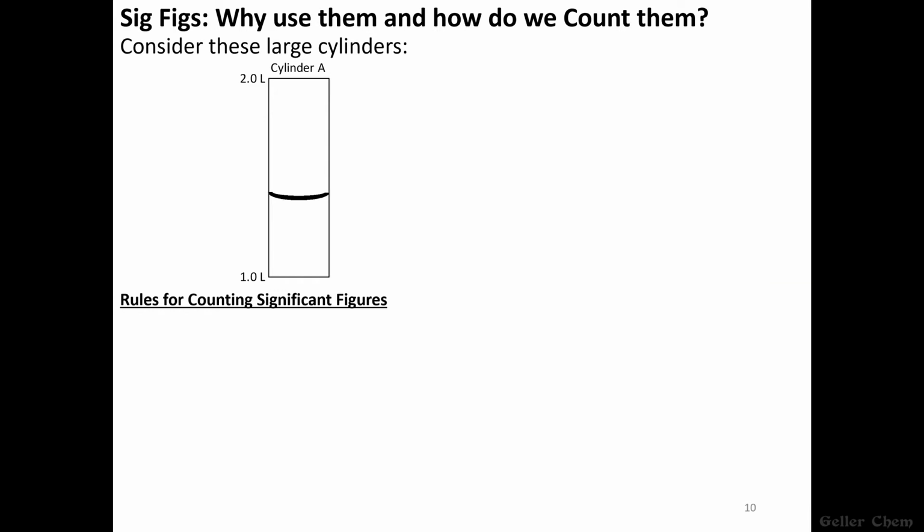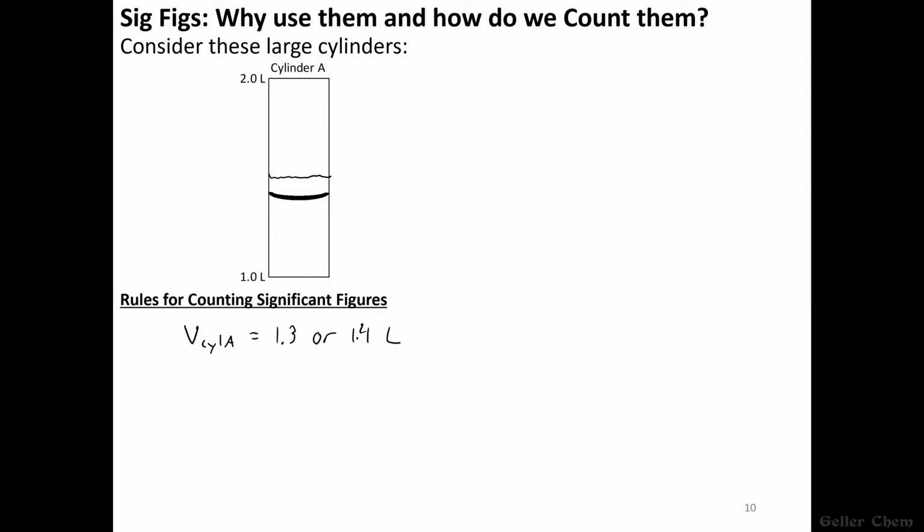So let's say that we have a large cylinder, and we have this liquid that's somewhere in between 1 and 2 liters in volume. What could we say about the volume of that liquid, the volume of cylinder A? Well, we know it's greater than 1, it has to be. We know it's less than 2. Beyond that, we can clearly see that it's not even halfway to 2, so it's going to be less than 1.5, and it's probably larger than 1.2. So we can make an educated guess and say the volume's probably around the 1.3 or 1.4 liters area.